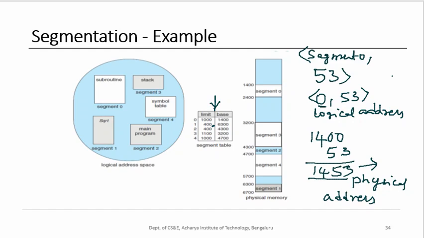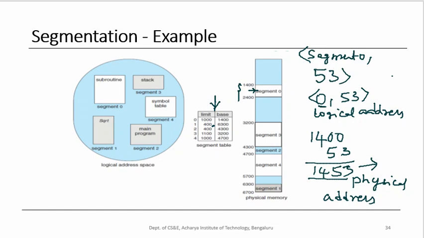Now this physical address falls where? It falls in the range starting from 1400. It is nothing but the address of the 53rd byte starting from 1400 in segment 0. So that's what I am trying to refer to. This is how the concept of segmentation is realized.